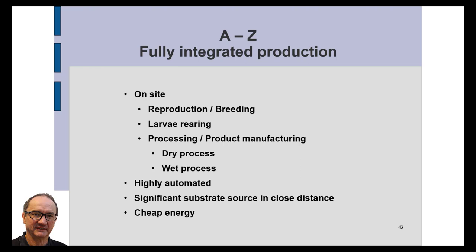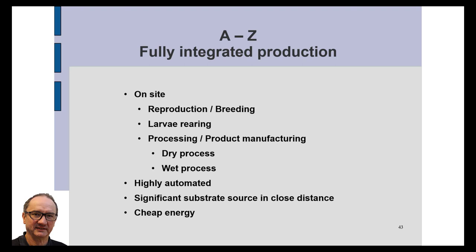There are already examples out there of the A to Z, the fully integrated production. There is on-site reproduction, the breeding, the whole thing. I'm talking about black soldier fly, so the whole holometabolic life cycle, the larvae rearing, and then the processing and product manufacturing. Right now, there are two major processes, the dry process and the wet process. In the dry process, as the name says, you kill and dry, and then with a modified screw press you separate oil and fat from protein. In the wet process, you make a suspension and go through a decanter, a centrifuge, and separate the fat from the protein.